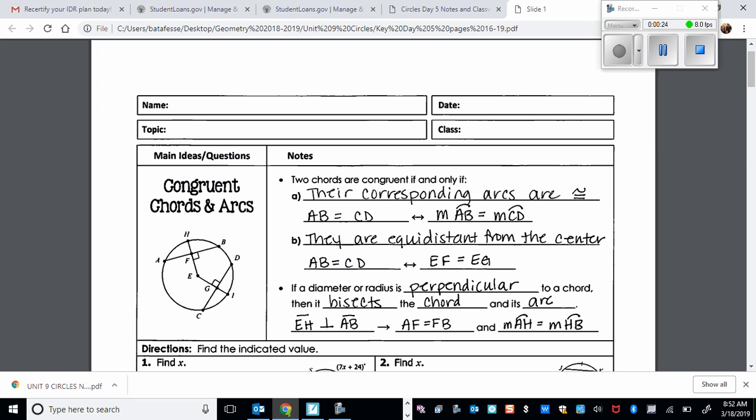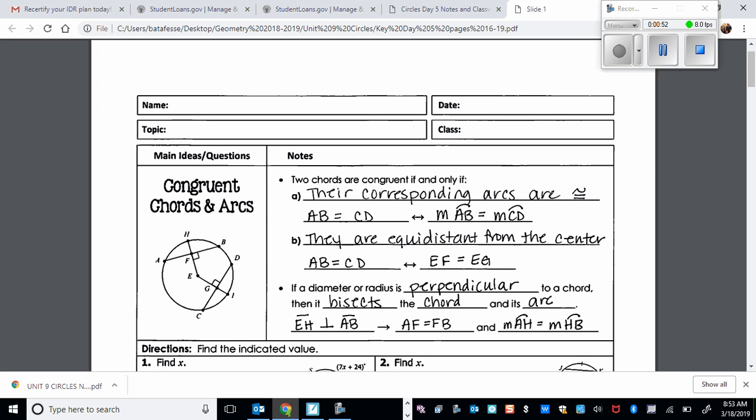All right. So in this section, we're going to talk about congruent chords and arcs. Remember, we talked about arcs separately, and we talked about what a chord is and the definition. But what happens when you have a congruent chord and a congruent arc? There are 2 things you have to know. 2 chords are congruent if and only if their corresponding arcs are congruent.